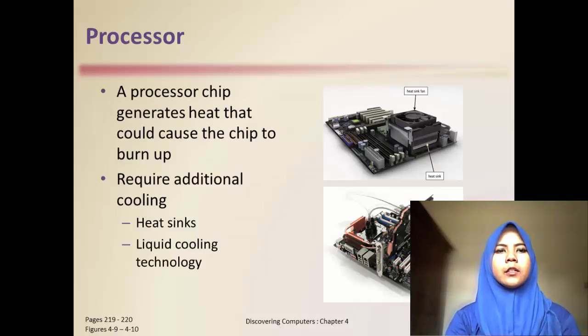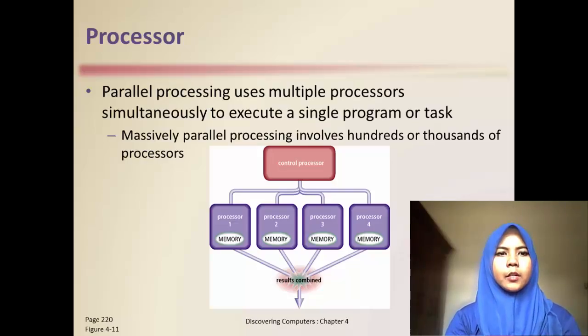A processor chip generates heat that can cause the chip to burn up. It requires additional cooling, such as a heat sink or liquid cooling technology. Parallel processing uses multiple processors simultaneously to execute a single program or task.